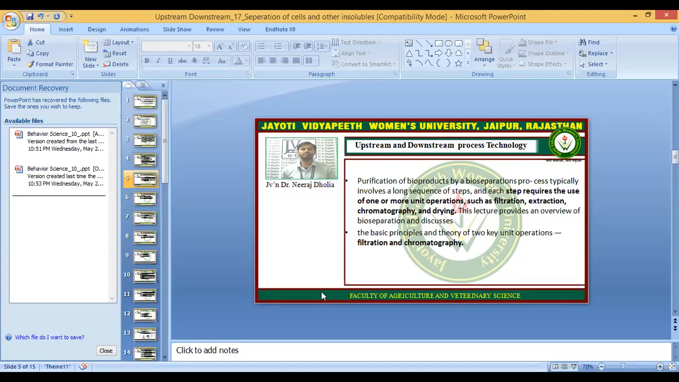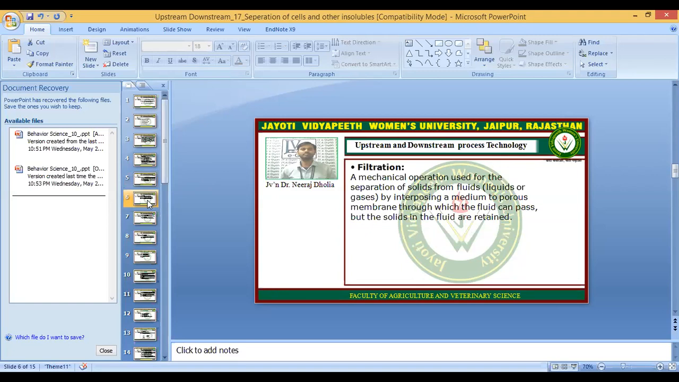And which operations will be used, it will depend on the product. Which type of product are you isolating? Okay, so the basic principal unit operations are two: filtration and the chromatography. So we have already discussed, but because it is in your another topic, so we will discuss it here with wide information. Okay, so filtration is a simple way to isolate the insolubles.